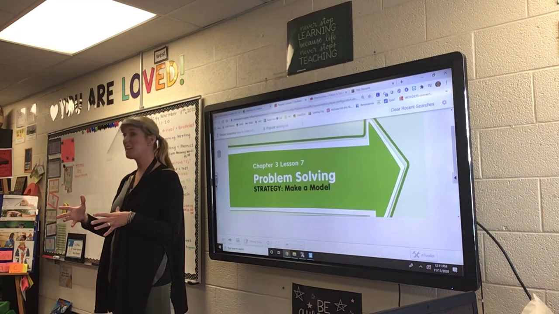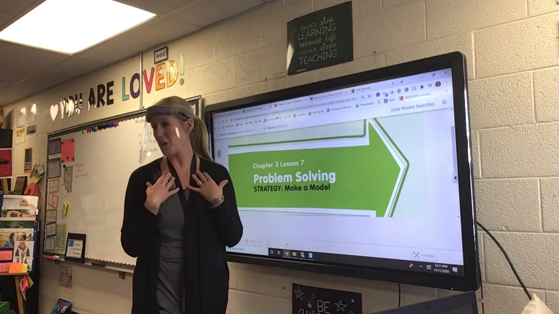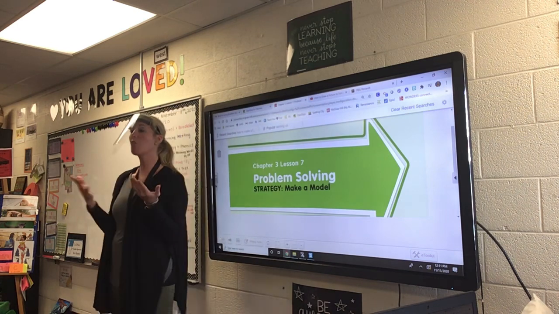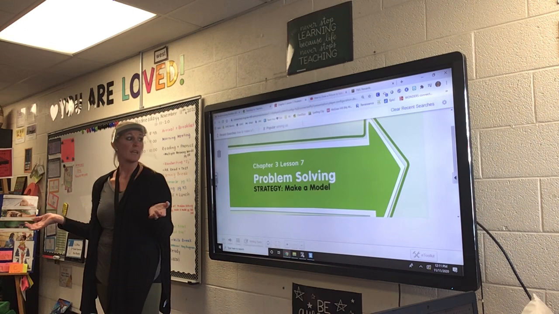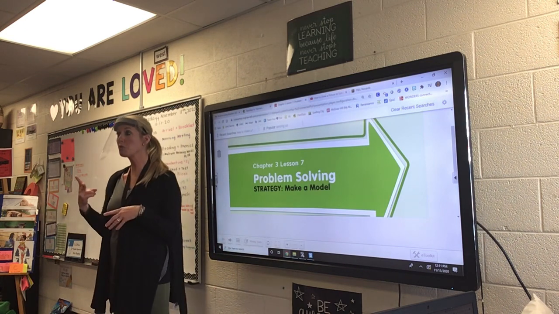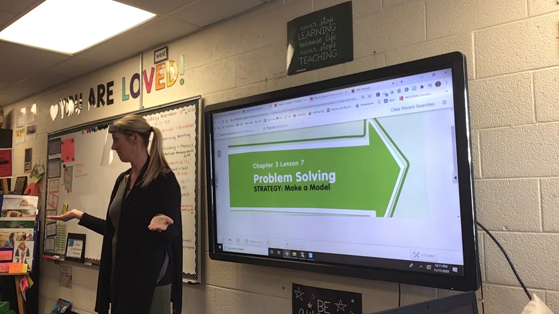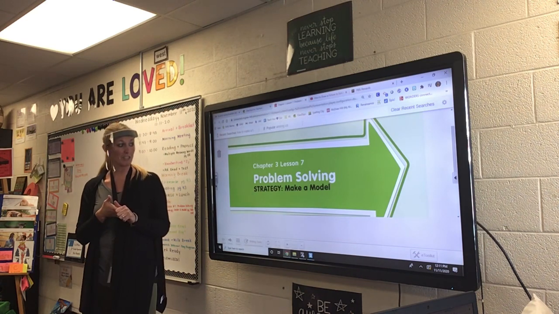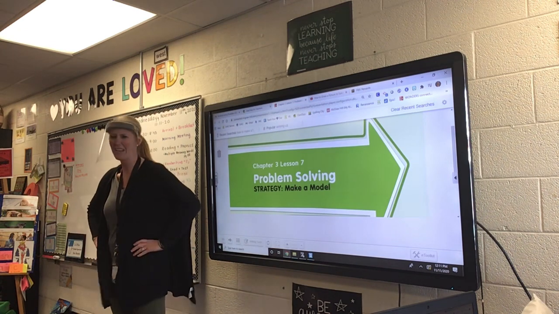Strategy. And you probably don't remember the first chapter. Mrs. Murphy had to even look back to see what that strategy was. And that was how to write a sentence to solve a problem. The last chapter, chapter 2, our strategy was how to find a pattern. Now this strategy that we're going to learn for this chapter is how to make a model.